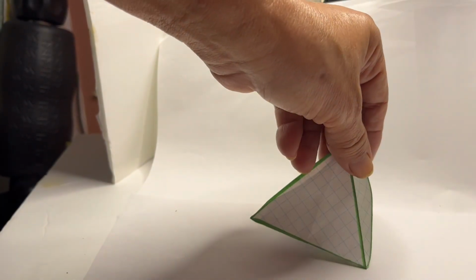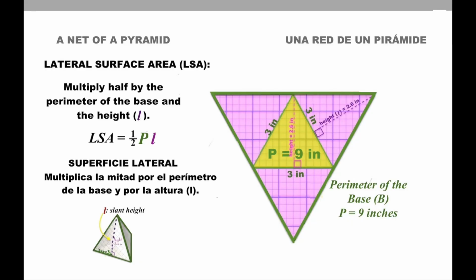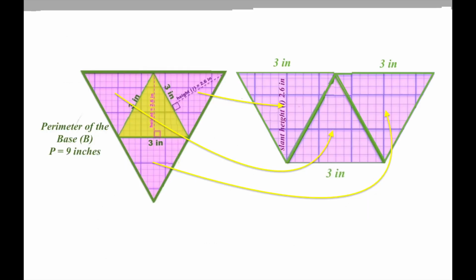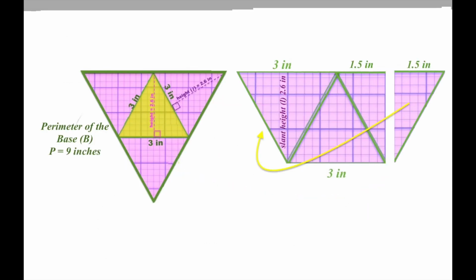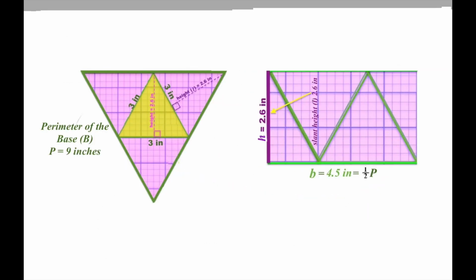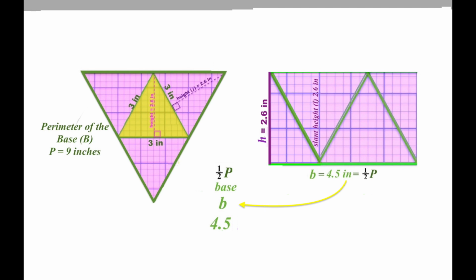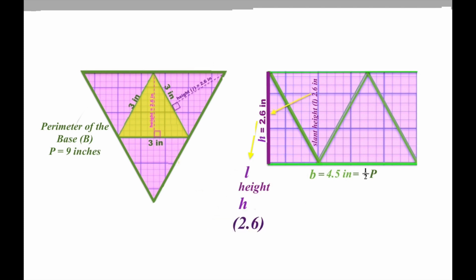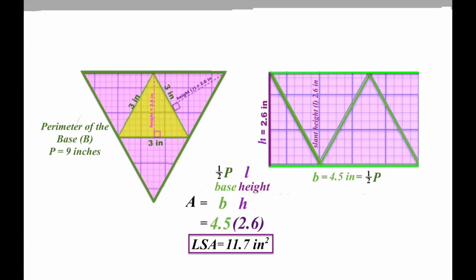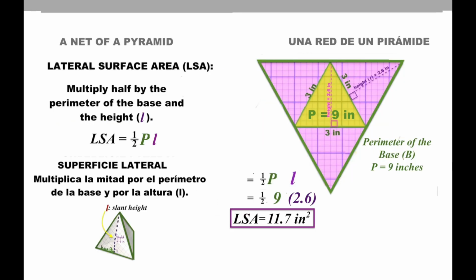The lateral surface area: you multiply half of the perimeter of the base times the slanted height. Notice how the 3 lateral sides form a rectangle that measures 4.5 inches by 2 6/10 for a total lateral surface area of 11 7/10 square inches.